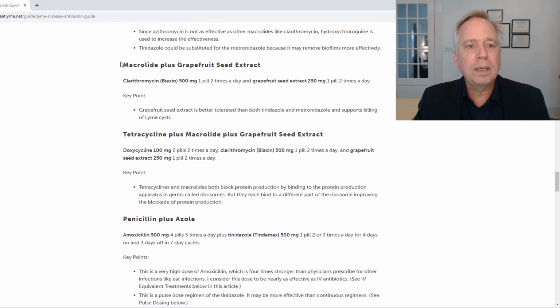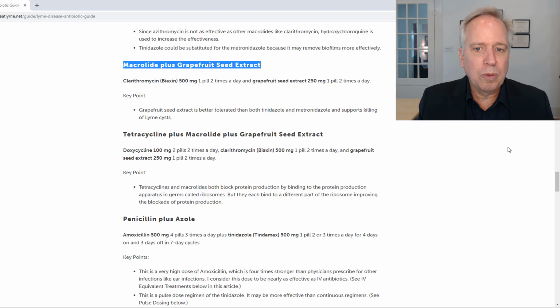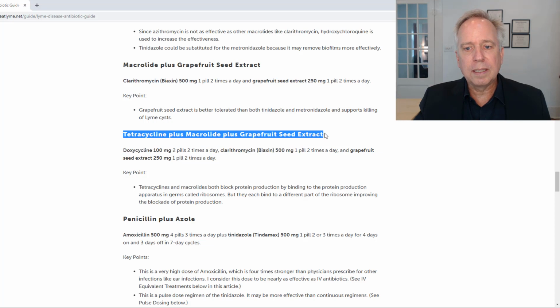Another example is to use a macrolide plus grapefruit seed extract, and that would be to use like a Biaxin, which is called clarithromycin, combined with grapefruit seed extract. Again, the clarithromycin is your anti-spirochete agent and also is treating intracellular Lyme. Grapefruit extract, in this example, is treating the cyst form of the Lyme germ. Okay. Another example is to use a tetracycline plus a macrolide plus a grapefruit seed extract.